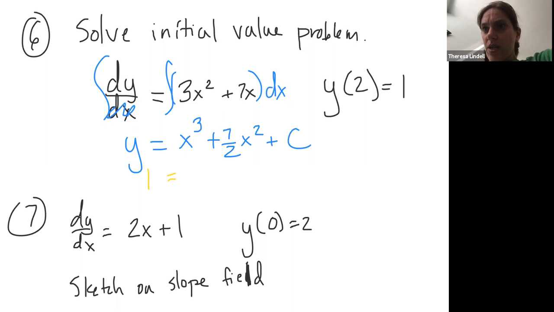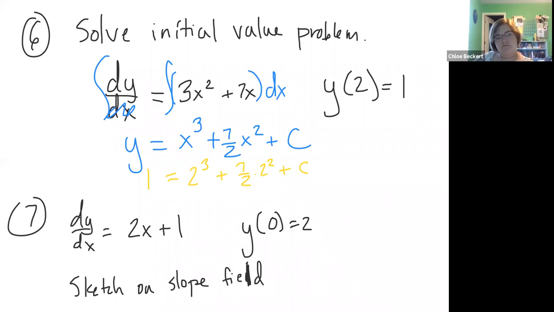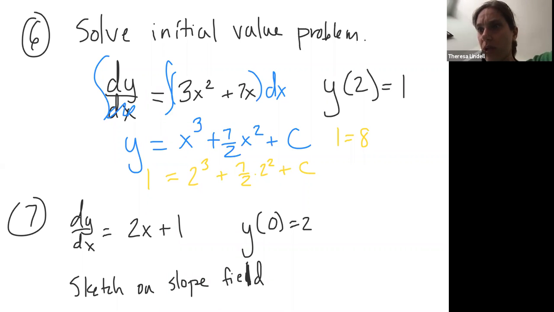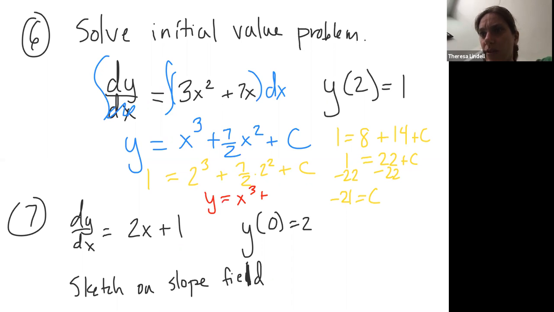Then you plug in a 1 into 2, which is gross, but it's not horrible because it's 1 equals 8 plus, and then one of these 2's will cancel. So it's just like 7 times 2, so 14 plus c. So 1 equals 22 plus c, minus 22, and you get c equals negative 21. So the final answer on this one would actually be y equals x cubed plus 7 over 2 x squared minus 21.